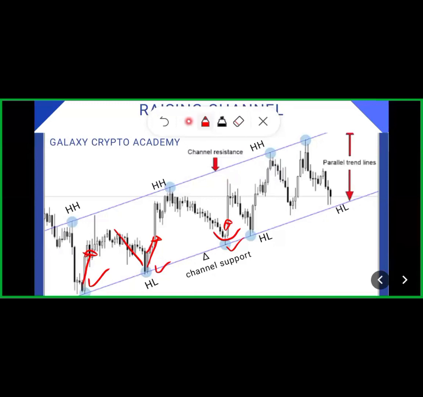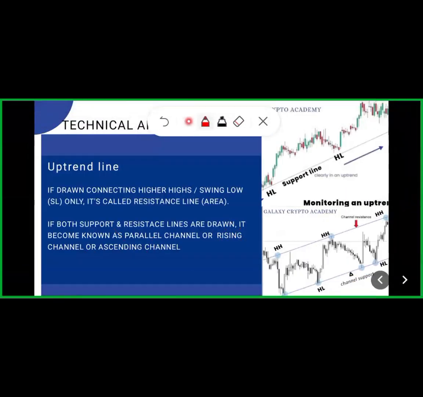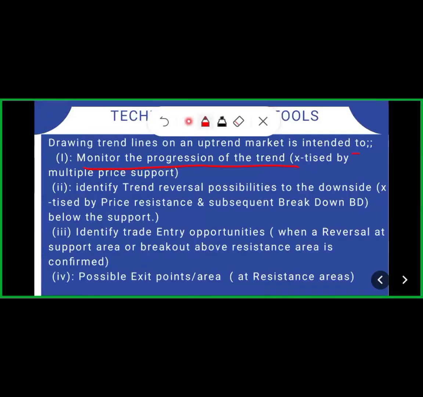That's what the statement here means. Okay, it will be ascertained by multiple support. So it is characterized by multiple support. The next thing is you want to identify trend reversal possibility. Trend reversal possibilities to the downside, because you are monitoring a rising price or a rising trend.